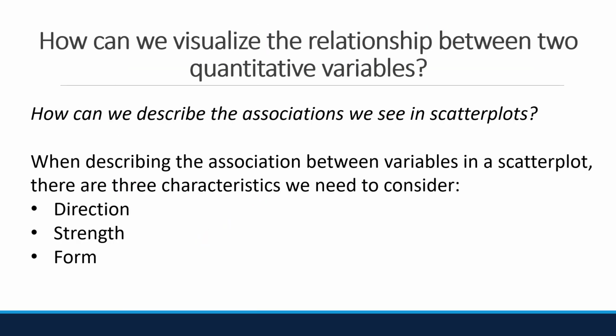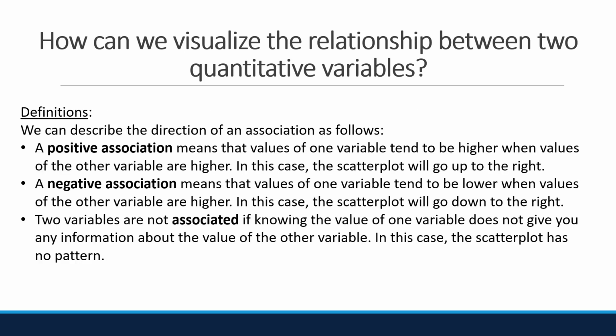How can we describe the association we see in scatter plots? When describing the association between variables in a scatter plot, there are three characteristics we need to consider: direction, strength, and form. Definition: we can describe the direction of an association as follows. A positive association means that the values of one variable tend to be higher when values of the other variable are higher. In this case, the scatter plot will go up and to the right.